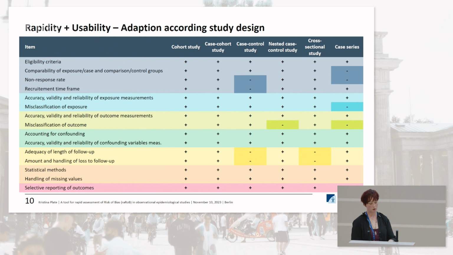We see here just an overview of which study designs were covered: the case cohort study, case control, nested case control, cross-sectional, and case series. And we see with a minus sign these are the items that are deactivated. For example, in case control, due to their retrospective design, we deactivate the non-response rate, the recruitment time frame, and also both items of the follow-up, because it's not applicable in this design.